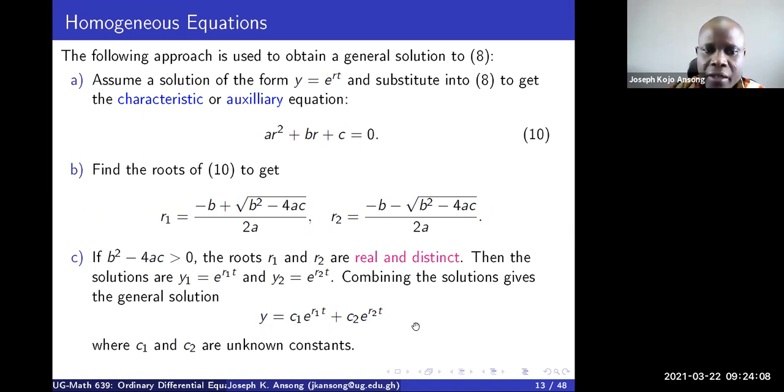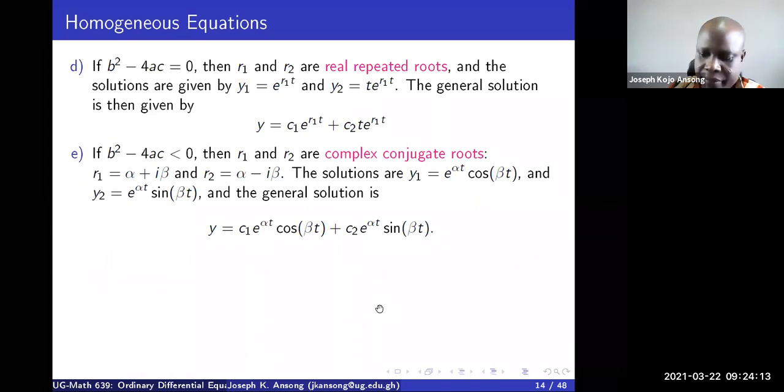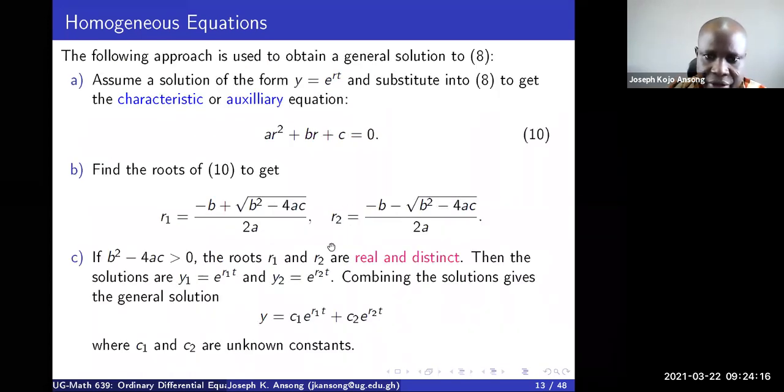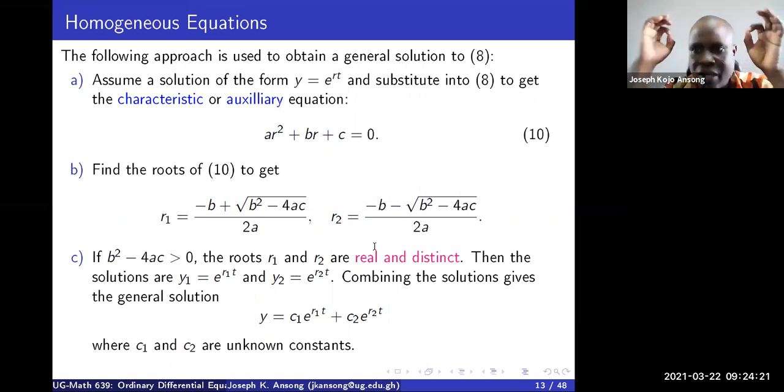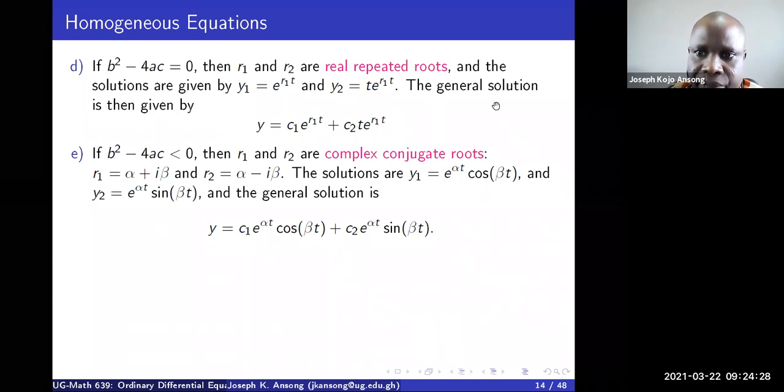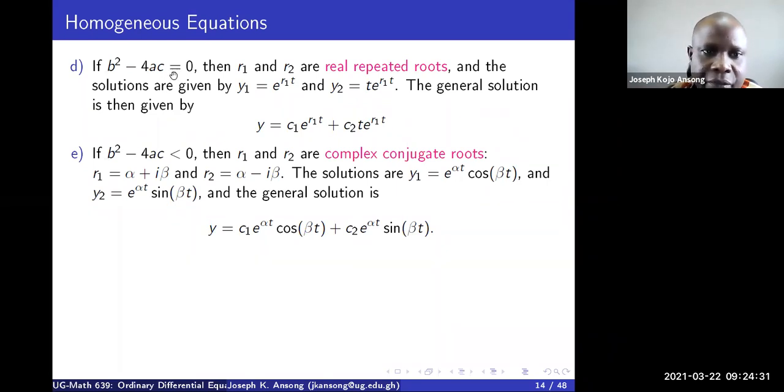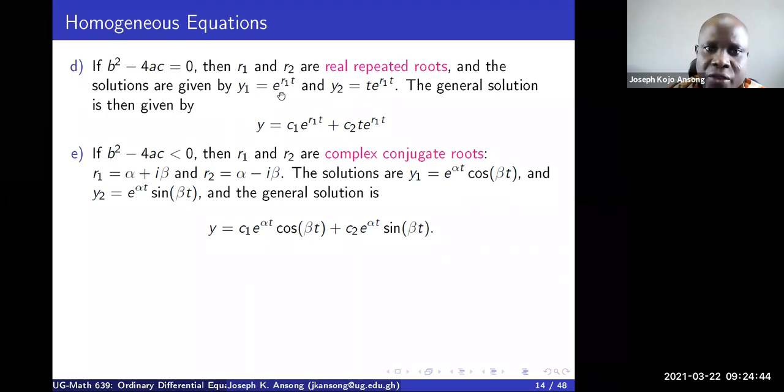Good. Now, in the case where the discriminant is 0, R1 is actually equal to R2. But since we have a second order equation, we need two distinct solutions. How do we get those solutions? If b squared minus 4ac, the discriminant, is 0, then R1 and R2 are repeated roots.